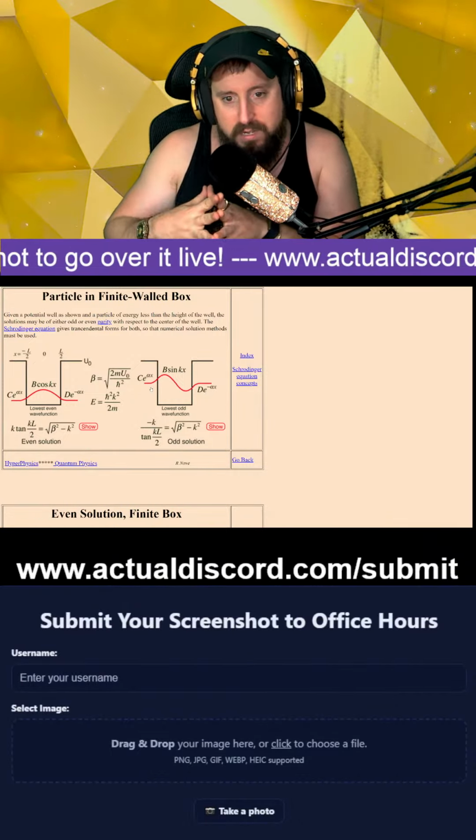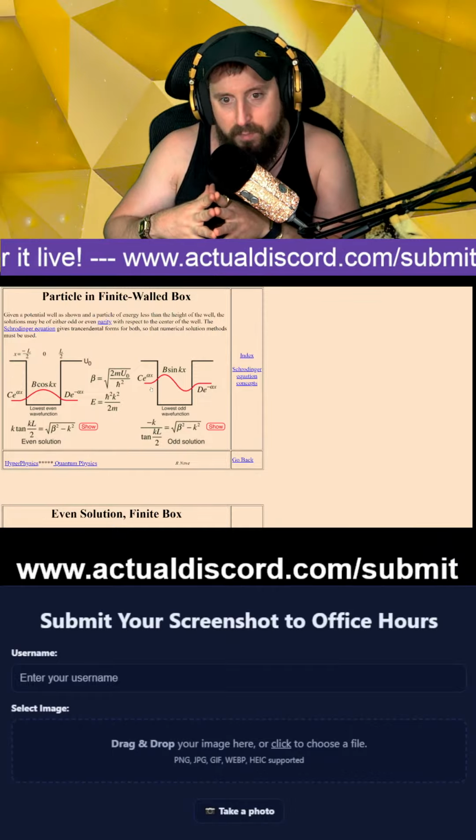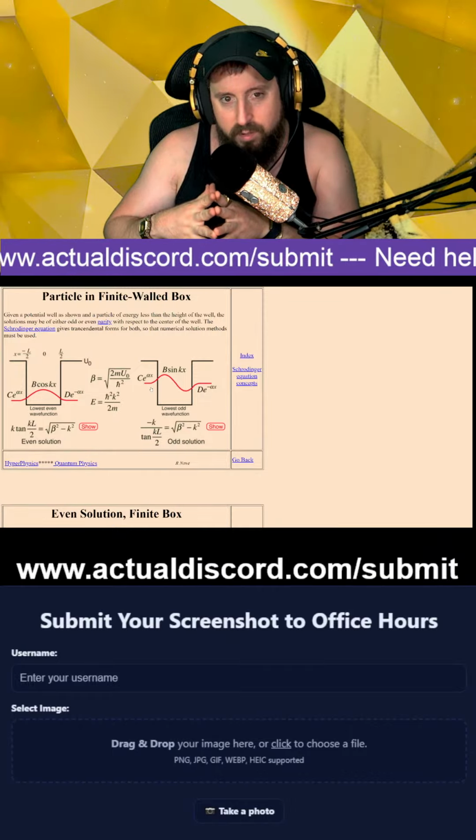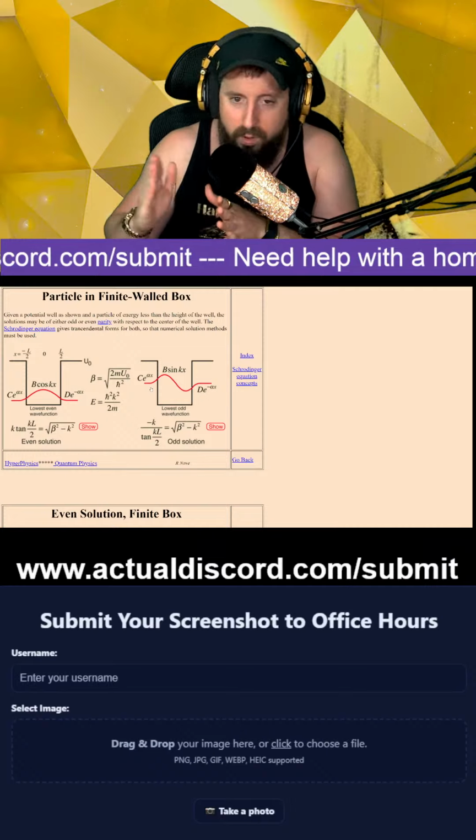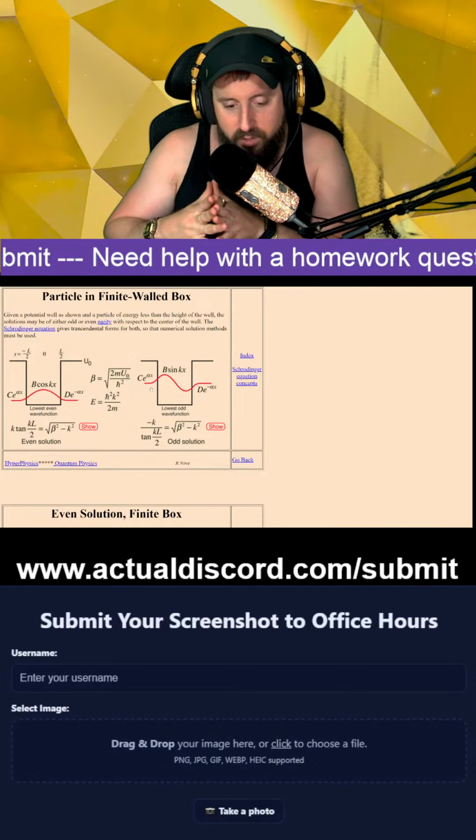Yes, and then you can have odd or even parity. That depends whether your boundaries are continuous, I think. Well, whether it's symmetric. It's either odd or even symmetric to the center of the well.